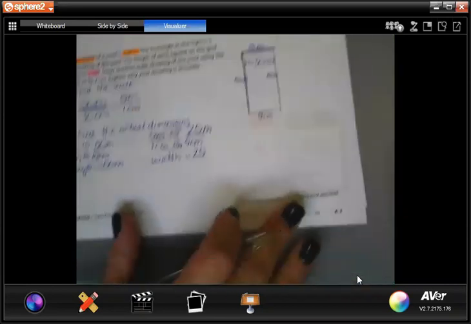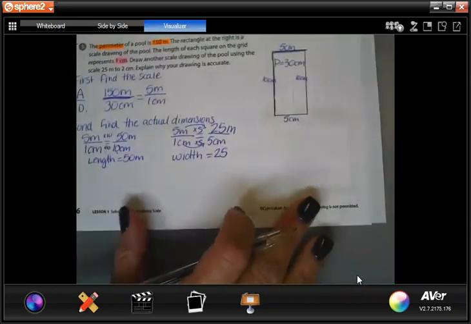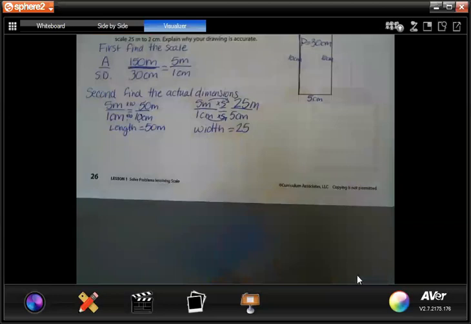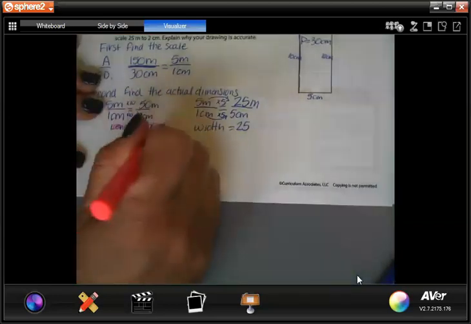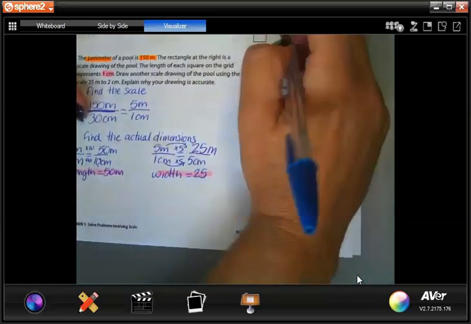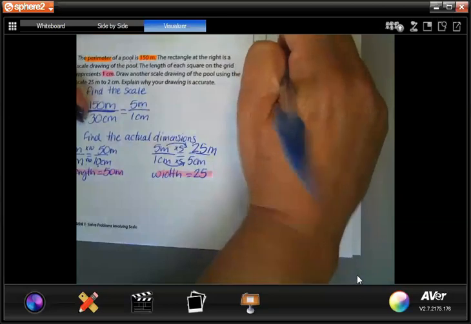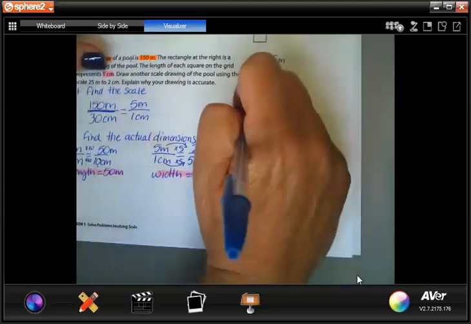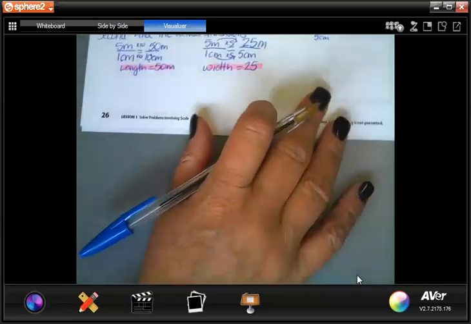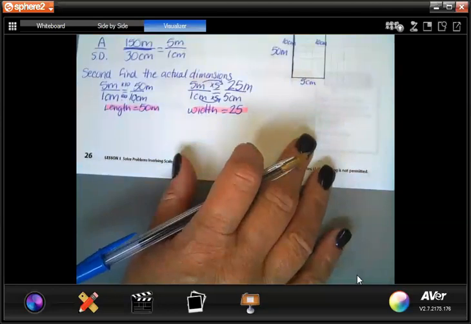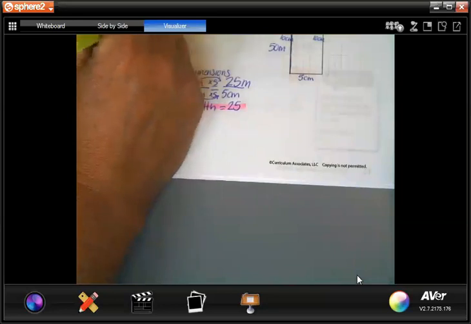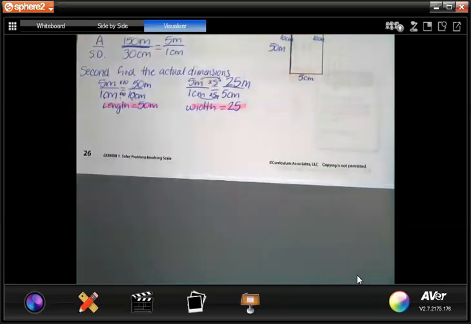So now that we know what our original scale was, which we don't need anymore, we know what our actual dimensions are. These are our actual dimensions. So we know in real life, this right here is 25 meters, and this right here is 50 meters. So we're going to take that information and use it with our new scale. And our new scale is 25 meters to 2 centimeters.